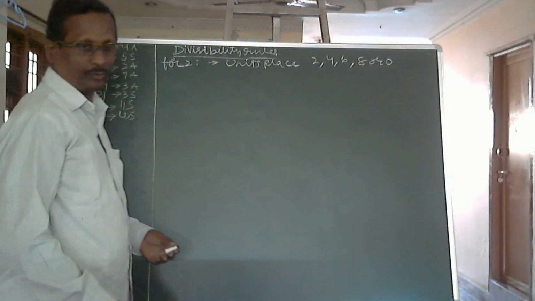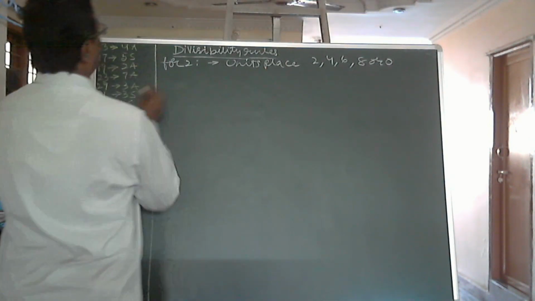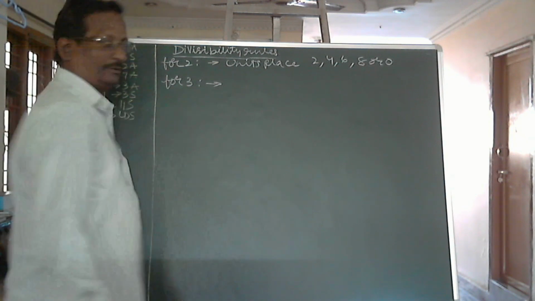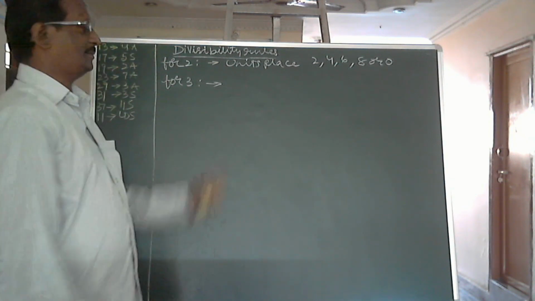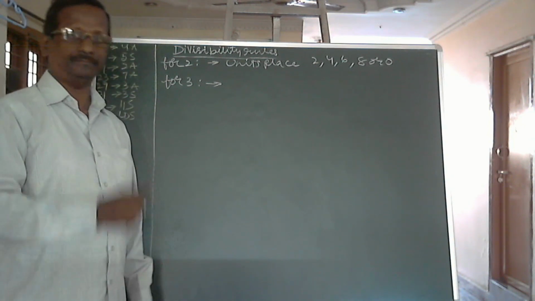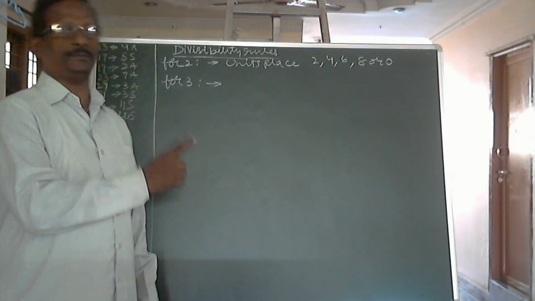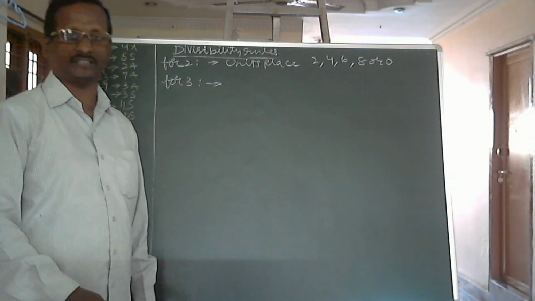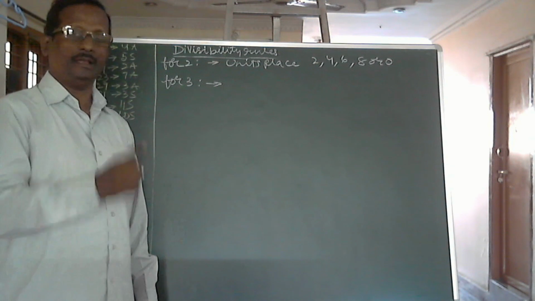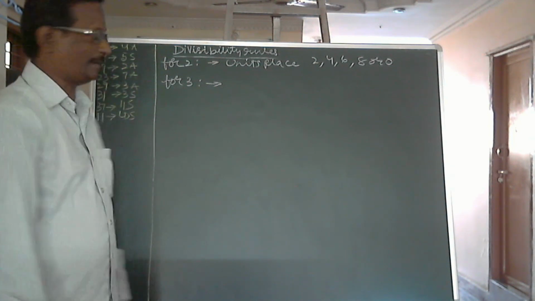Next, the divisibility rule for 3. For 3, this is also known. We will go from known to unknown. Divisibility rule for 3. If the sum of the digits of a number is divisible by 3, then the number is also divisible by 3. We can also state in the other way, if the sum of the digits of a number is multiple of 3, then the number is also multiple of 3.